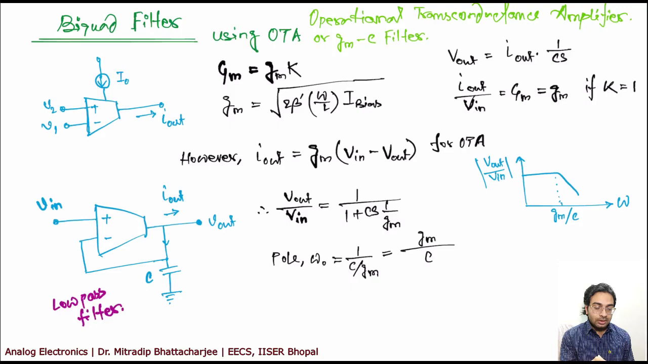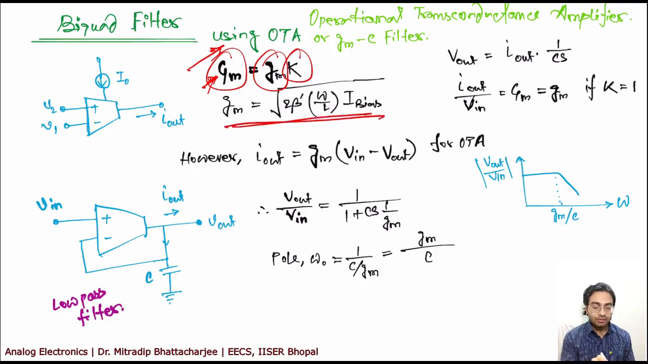So there is also the operational transconductance amplifier, which is also known as a GMC filter. Why GMC? Just in a while we will see. Now, for this kind of amplifier, the gain capital GM is equal to small gm into K. Okay, gm is the transconductance, and you have an expression for gm.